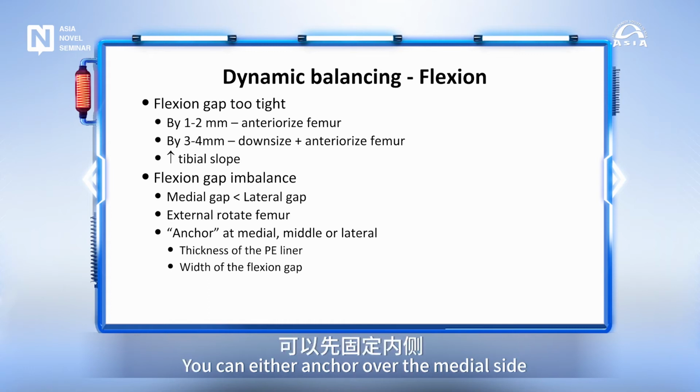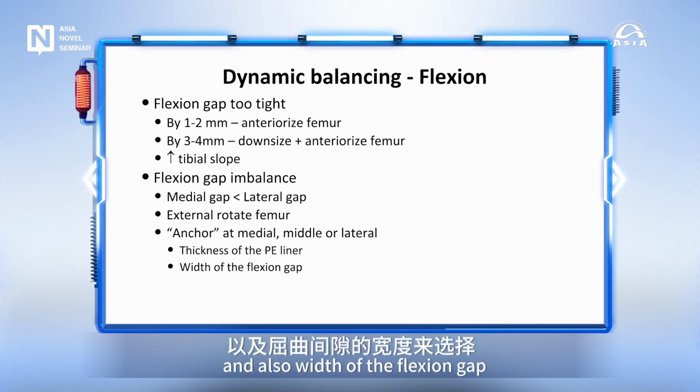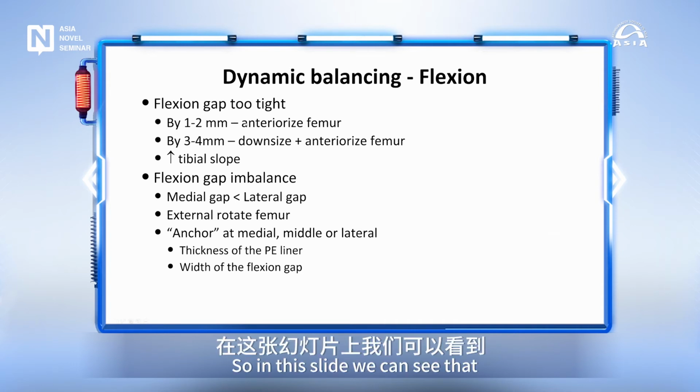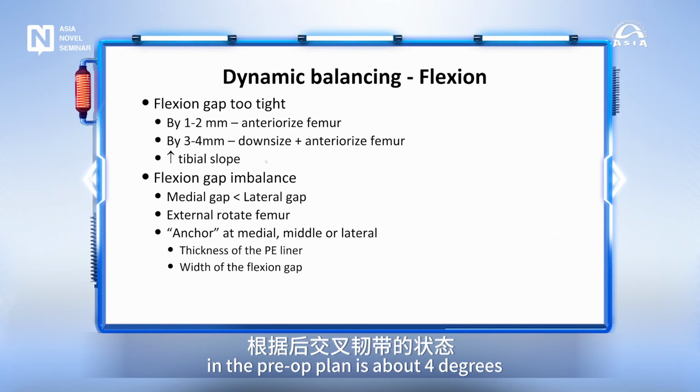You can either anchor over the medial side to tighten up the lateral side, or you can anchor at the lateral side to open up the medial side, depending on your preference, depending on the thickness of the poly you want to use, and also the width of the flexion gap. So in this case, we can see that the flexion gap is much tighter, and the bone resection of the lateral posterior condyle is about 5 millimeters, and the external rotation of the component in the pre-op plan is about 4 degrees, according to the PCL.